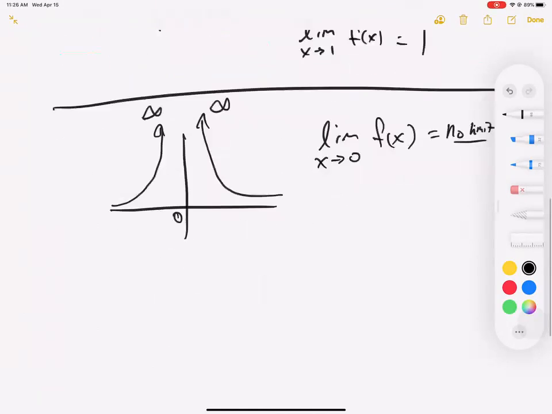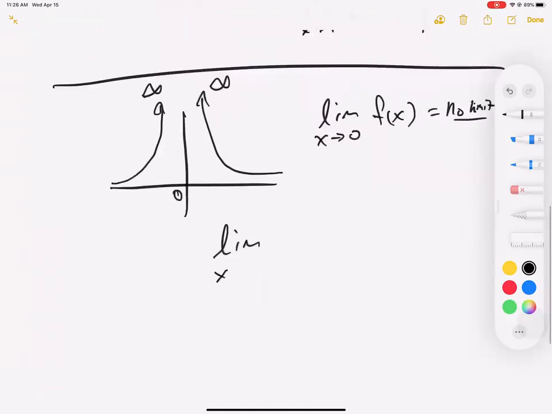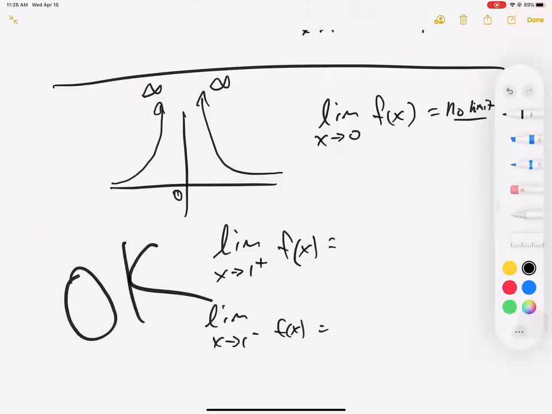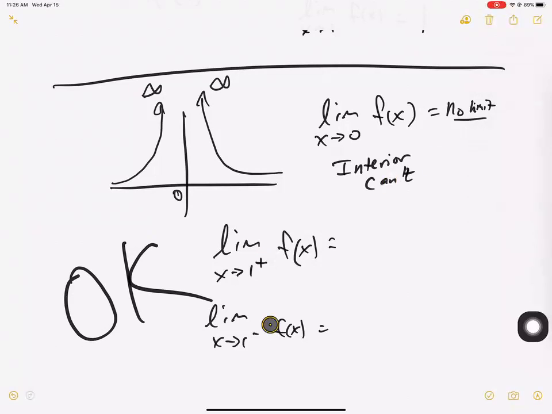But if I ask you the limit as x approaches 1 from the right, and the limit as x approaches 1 from the left, these are okay. Directional limits can go to infinity. Interior can't. So if you look here, if I write this plus and minus, we can go to infinity. Infinity is a possible answer.